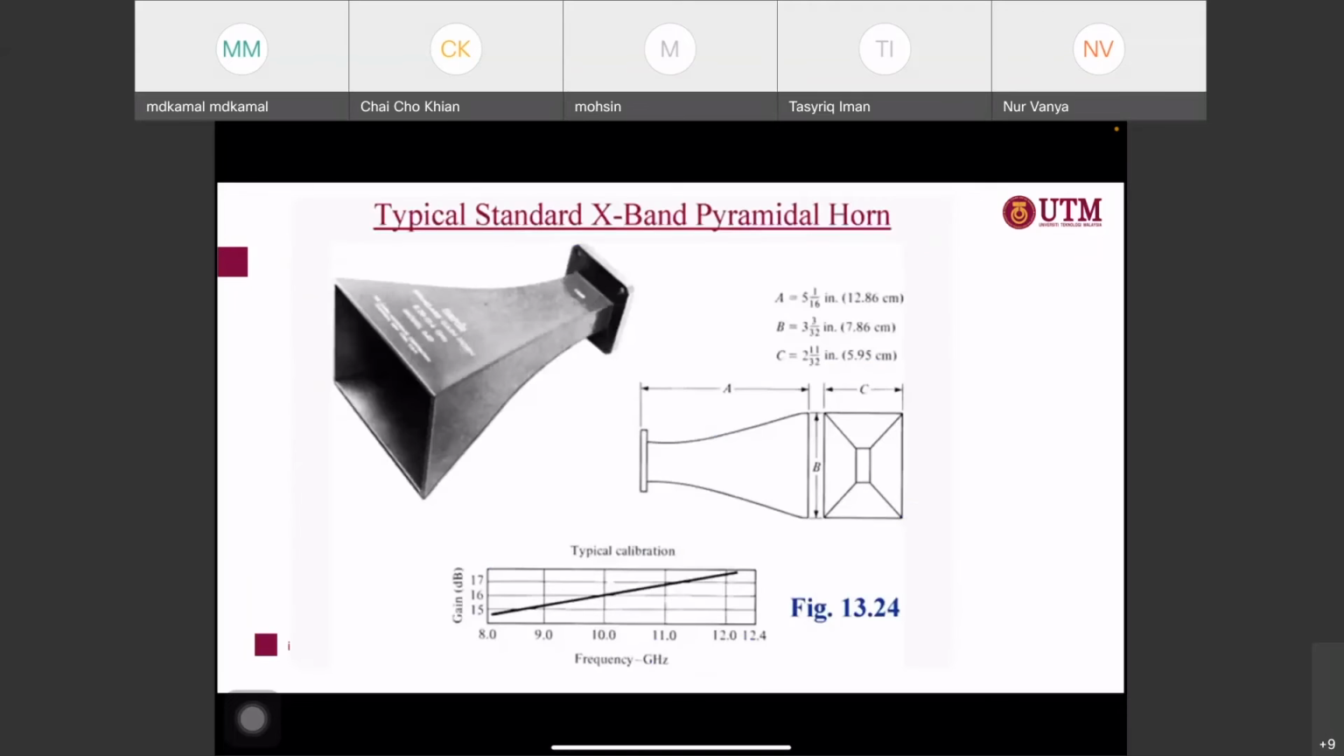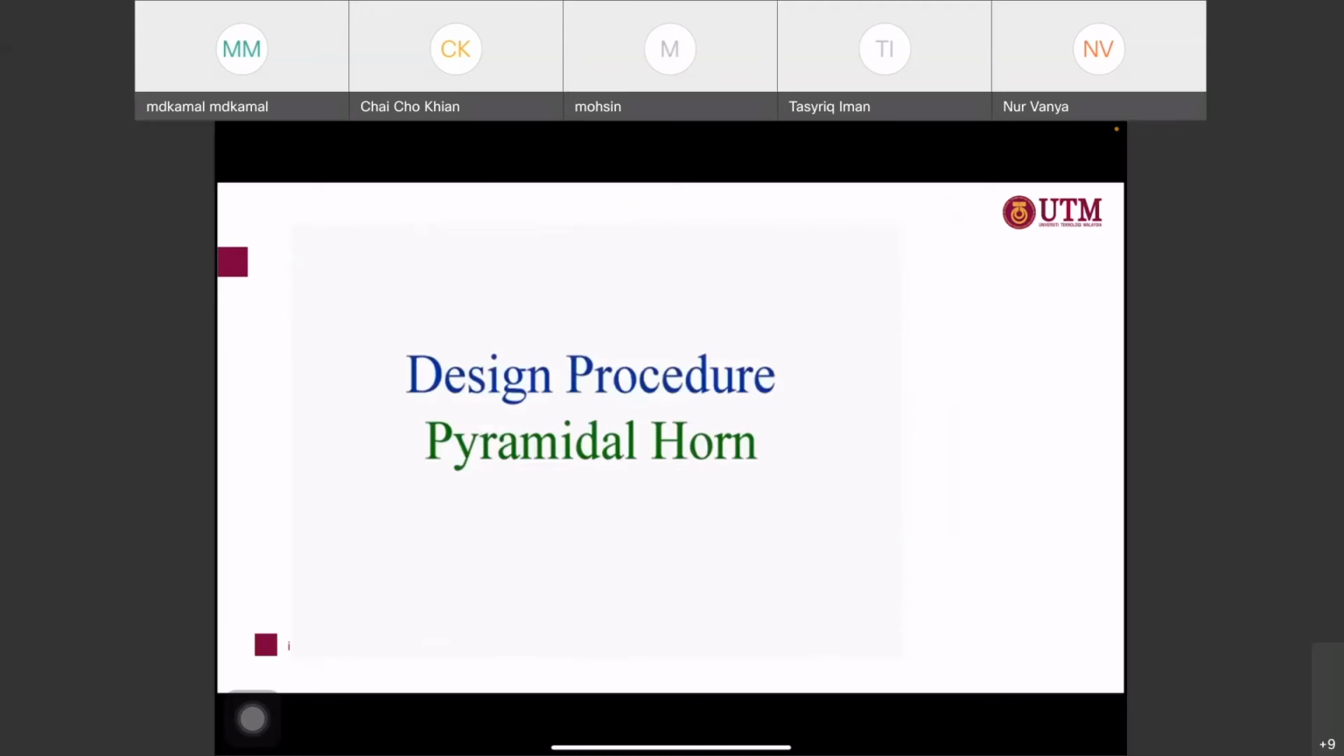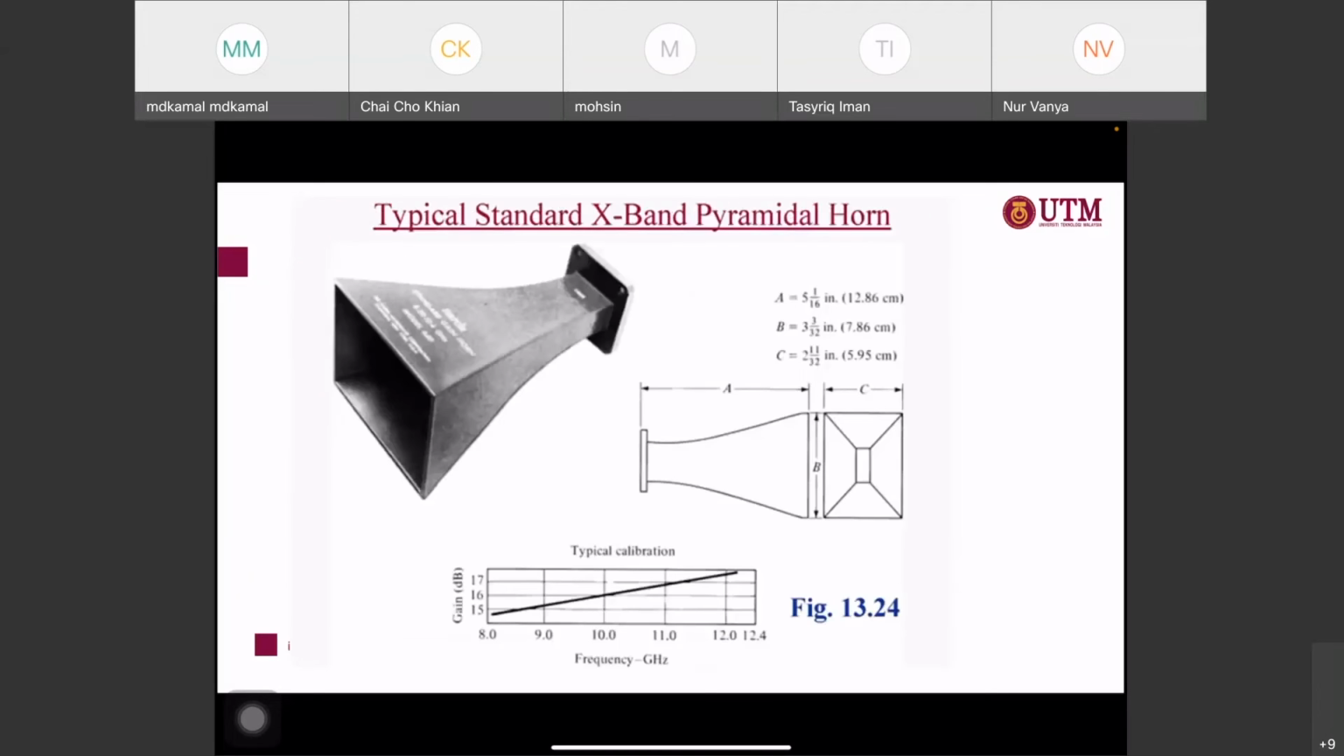So this is an example of a standard X-band pyramidal horn antenna. These are the dimensions being given to you, where you have the values of C, B, and A in centimeters. You also can calculate this particular antenna with a certain gain, so you can refer to the graph here.